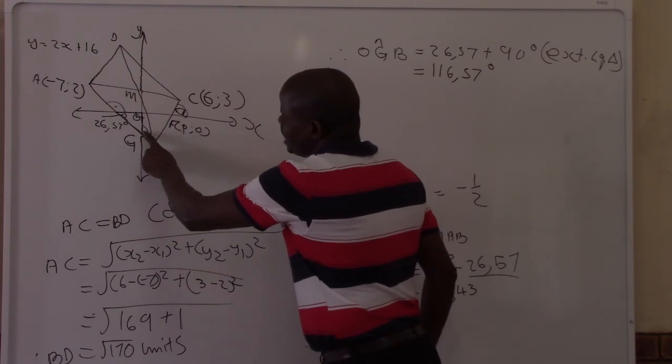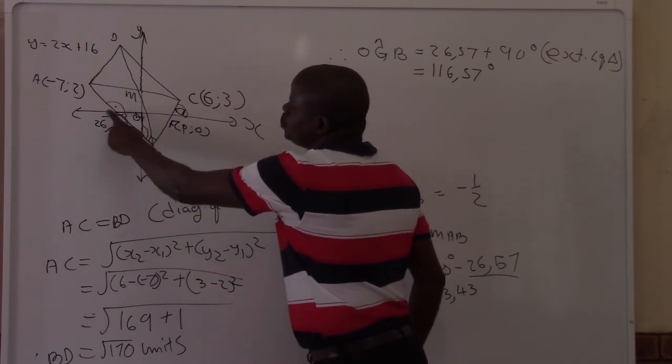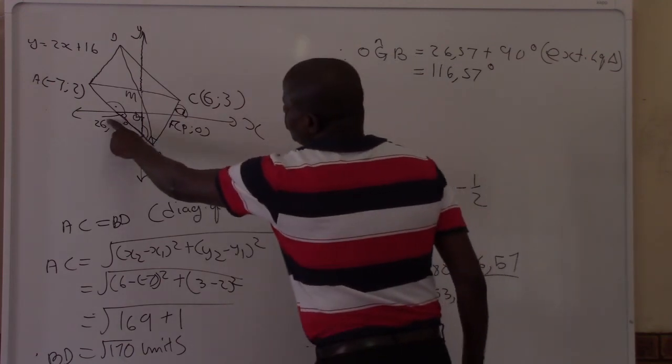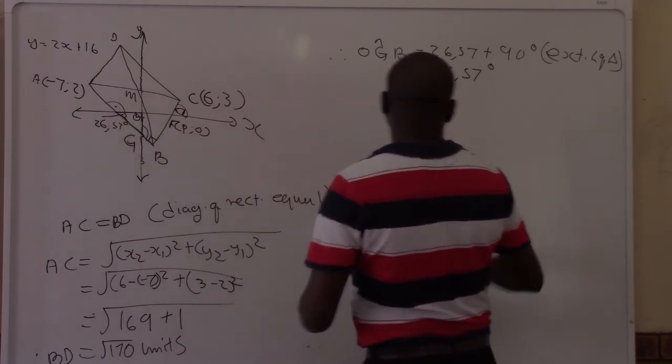With the 90 degrees that we know from there, we can add them, because the exterior angle of a triangle is equal to the sum of the interior opposite angles. So we say 26.57 plus 90 degrees, and we get 116.57 degrees.